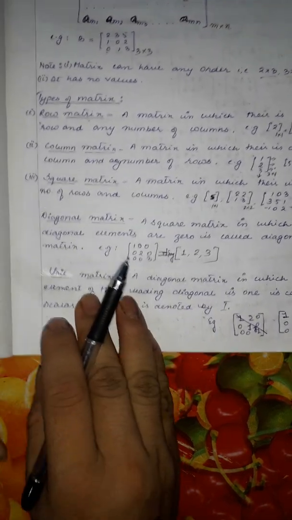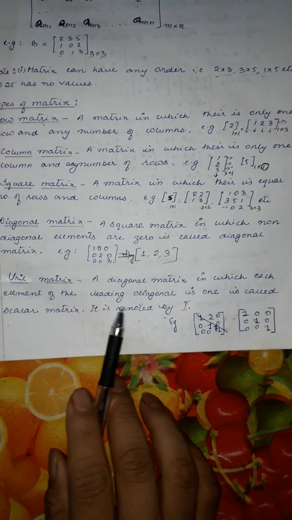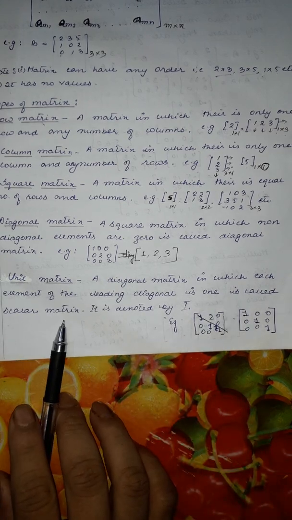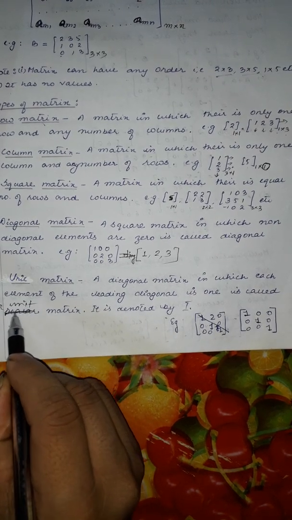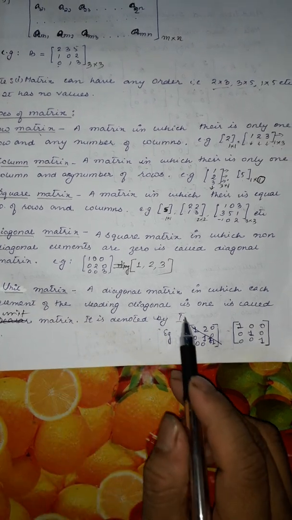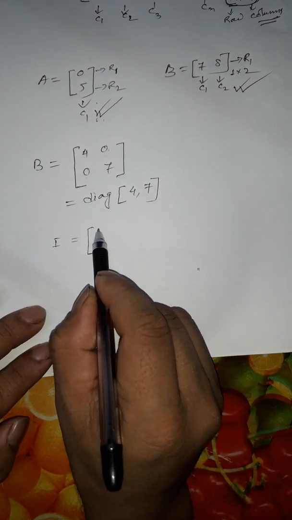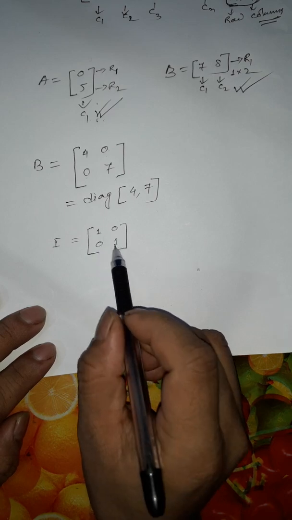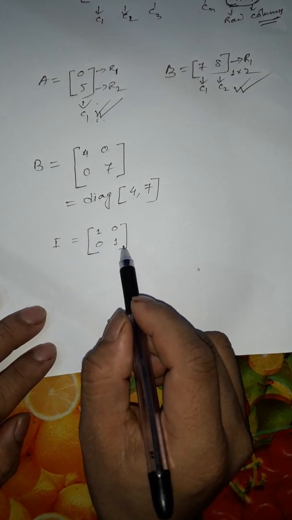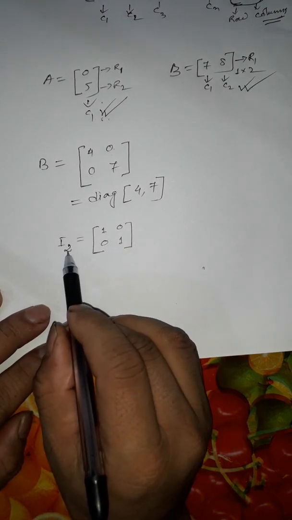Next, unit matrix or identity matrix. A diagonal matrix in which each element of the leading diagonal is 1 is called a unit matrix or identity matrix. It is denoted by I. So for example, I equal to a diagonal matrix in which each element in the leading diagonal is 1. So this is an identity matrix or unit matrix of order 2. So you can write I2. This is an identity matrix of order 2.